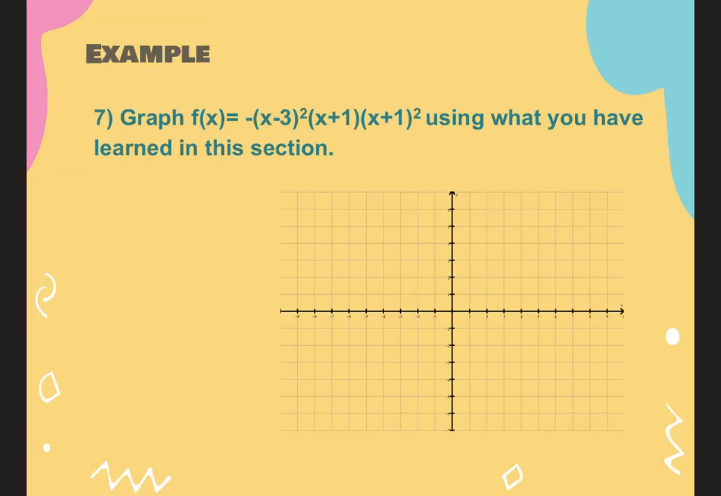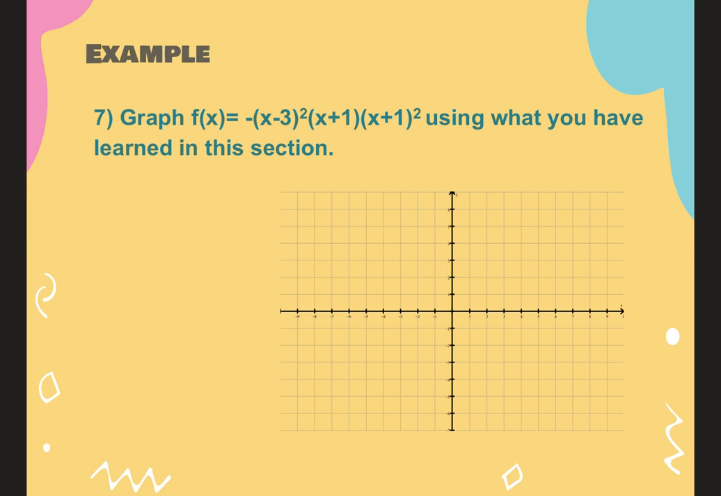All right, 7. So we're going to skip a couple to 7. And this one is already factored. It's in factored form. It says f of x equals negative (x minus 3) squared, (x plus 1) squared. So to find the roots is going to be easier, and for the multiplicity, a couple more steps this time is to find the highest exponent.